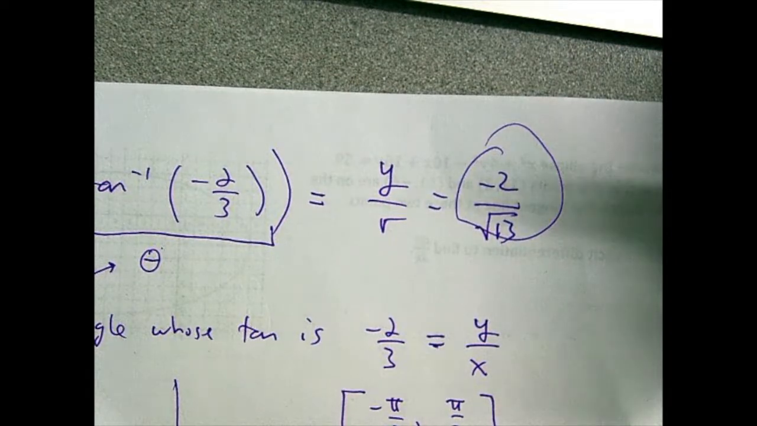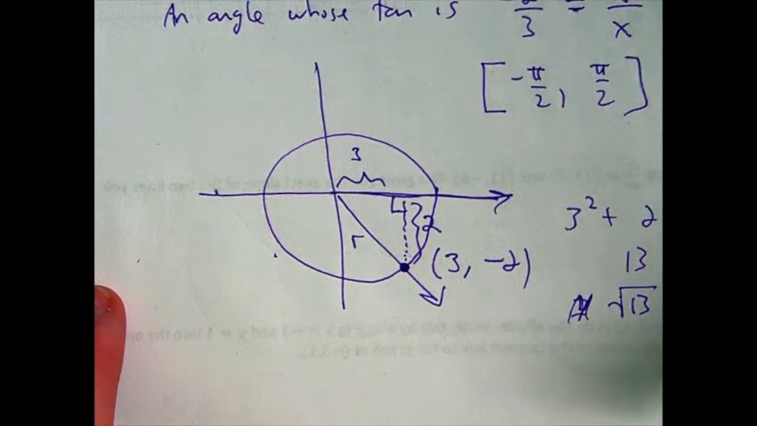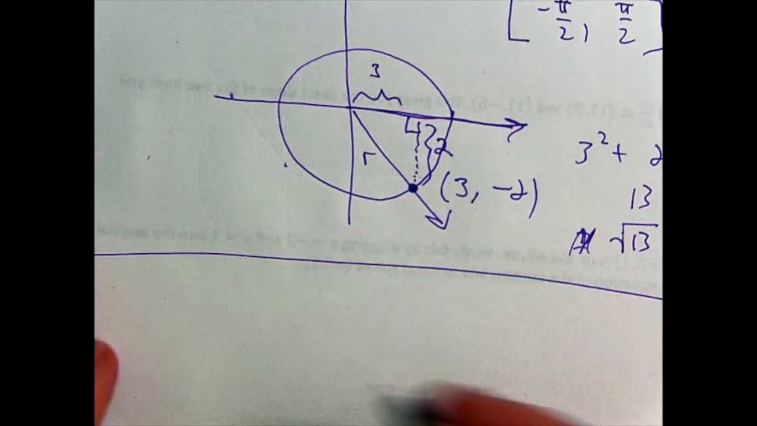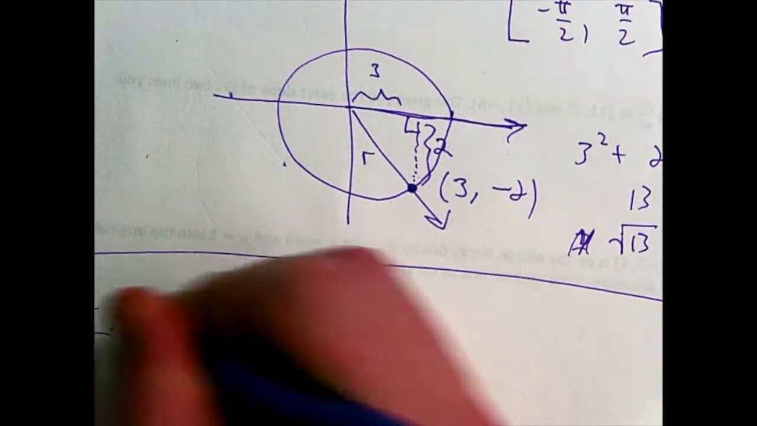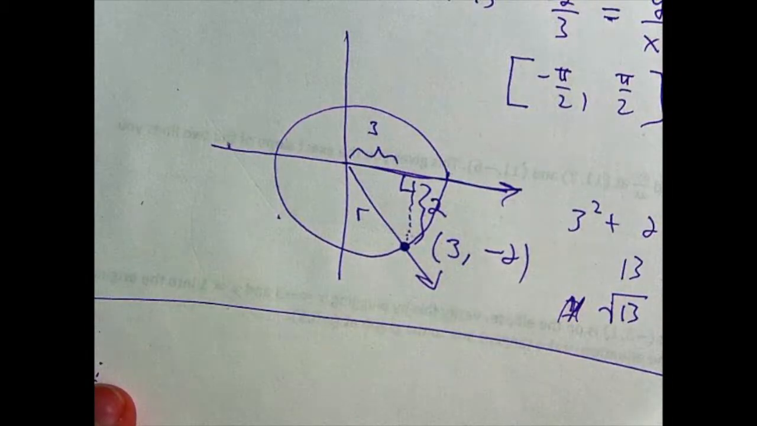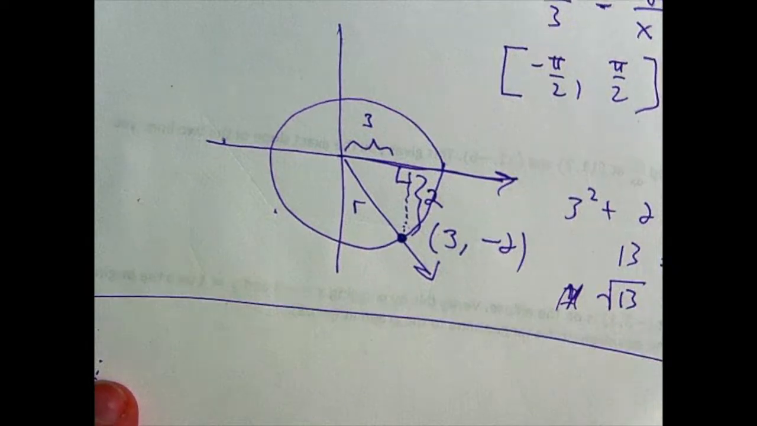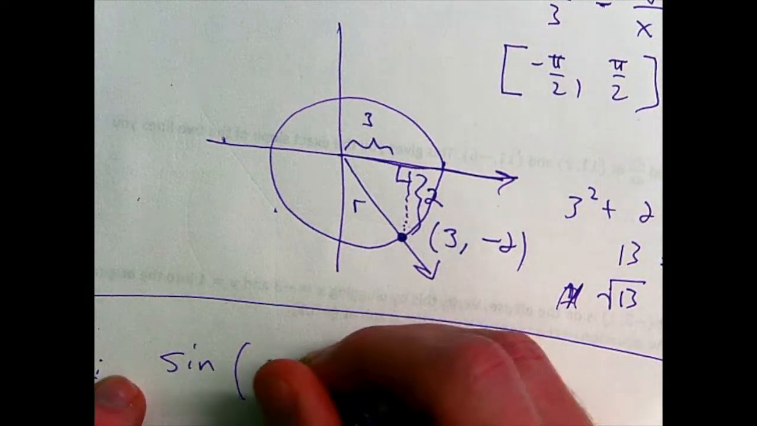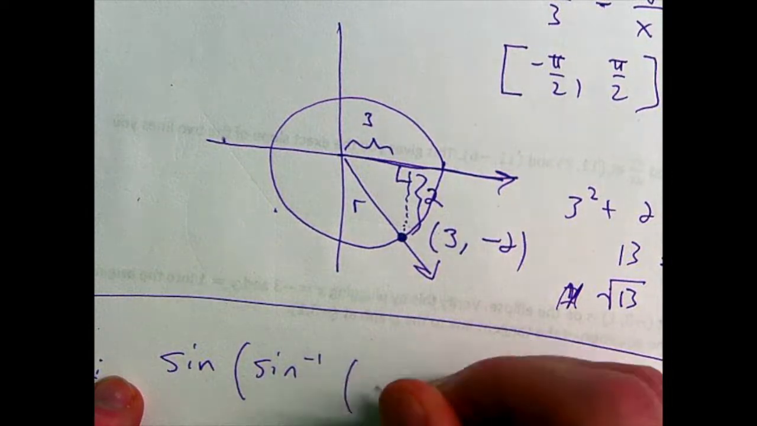Okay, so that's two examples of composition of trig functions. I want to look at a couple of other ones, a little different from that. I would consider these perhaps the typical examples of composition of trig functions, but there are some interesting ones. Let's consider sine of sine inverse of 1/3.